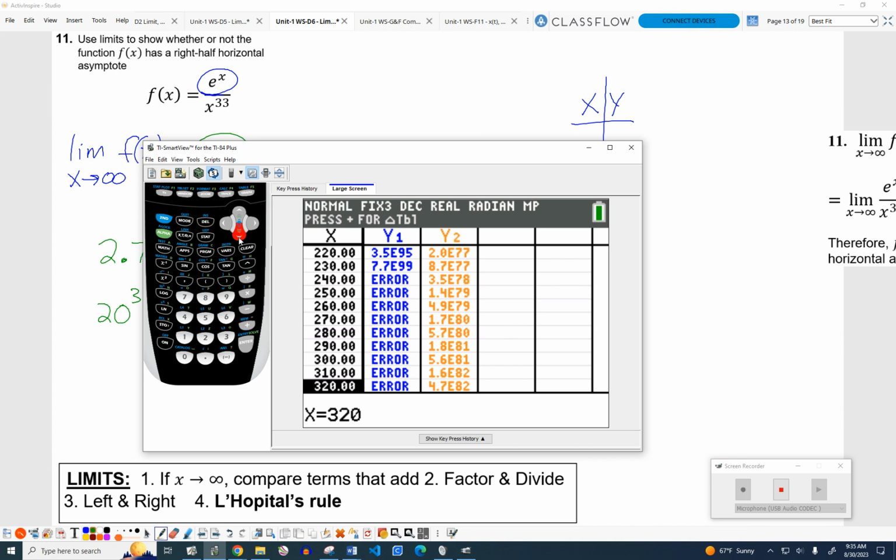That's a good call, and that's the whole idea. They're just asking you to compare the two and identify which is happening. Which is growing faster, top or bottom? Bottom grows faster, headed towards 0. Top grows faster, headed towards infinity.